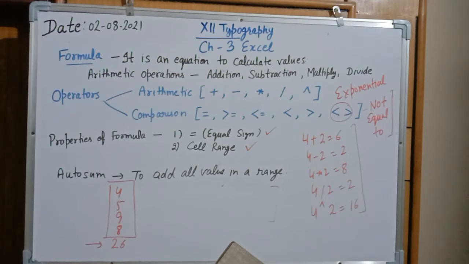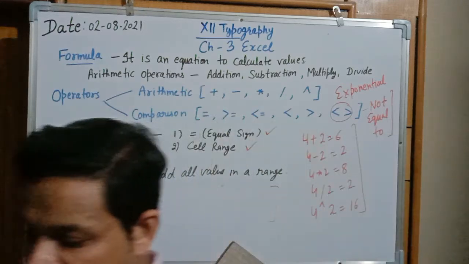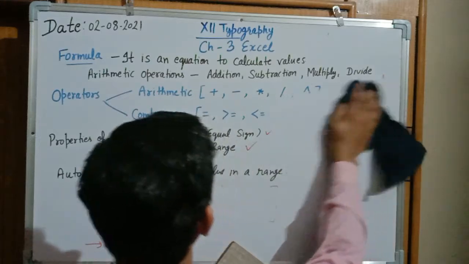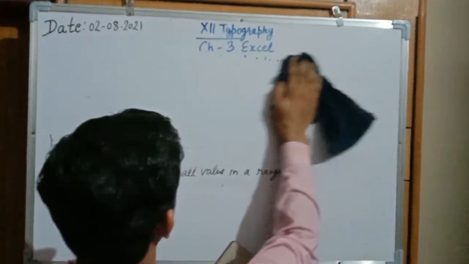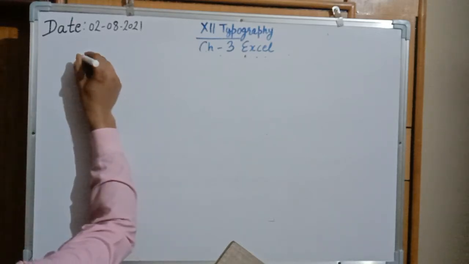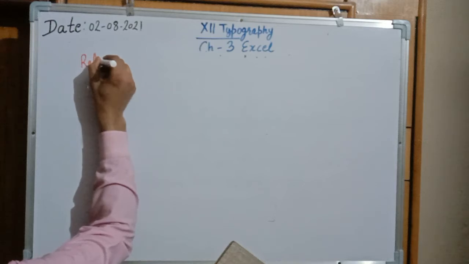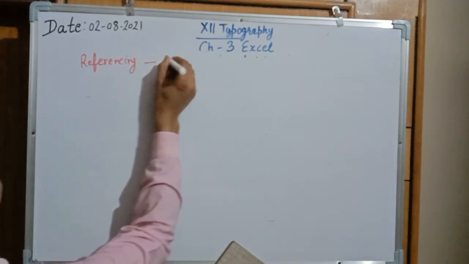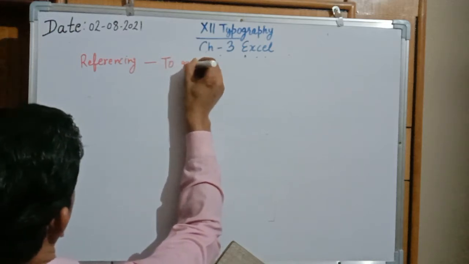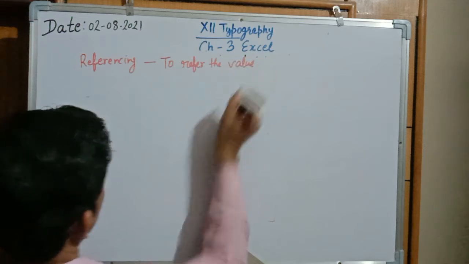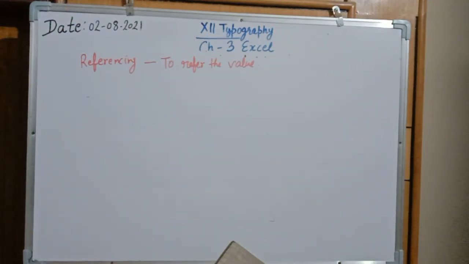After the AutoSum function, we have some referencing part. In the referencing part we will discuss relative referencing, absolute referencing, and mixed referencing. So take the example of referencing afterward. So what do you mean by referencing? Referencing means to refer to any value. Referencing means to refer to the value. And referencing can be of 3 types. Which types of referencing are there?